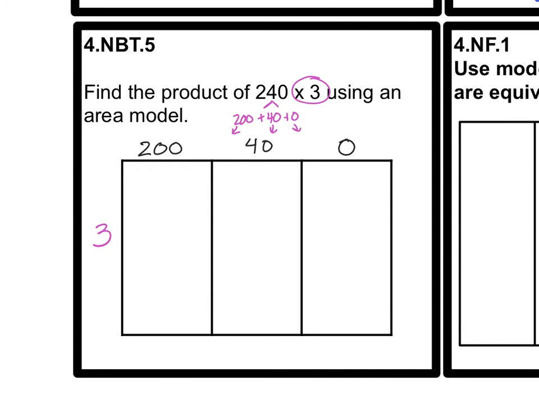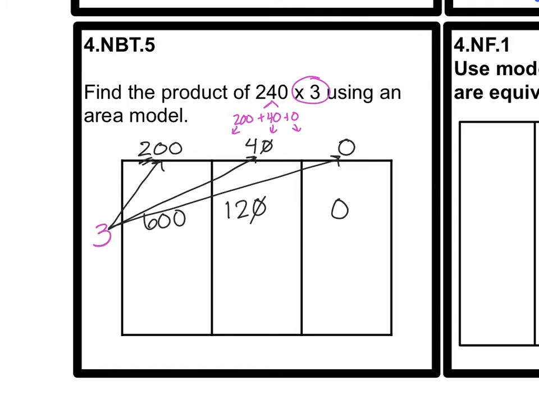So what this is essentially doing is I'm taking my 3 and multiplying it by 200, or 3 times 2 with 2 zeros, which is going to be 600. And I'm going to multiply this 3 over to the 40. So 3 times 4 is 12, with 1 zero is going to be 120. And then, of course, 3 times 0 is, hopefully you answered 0 and not 3. Now that I have these 3 place values, I'm going to add them together, 600 plus 120 plus 0, and I can do that on the side here if I choose. I'm going to add up all the columns and I get 720, and that's how you find that answer using the area model.